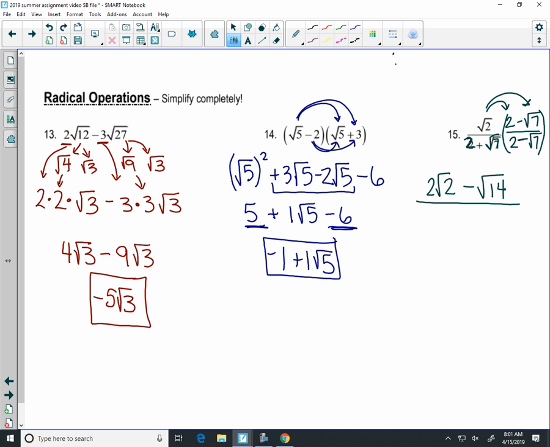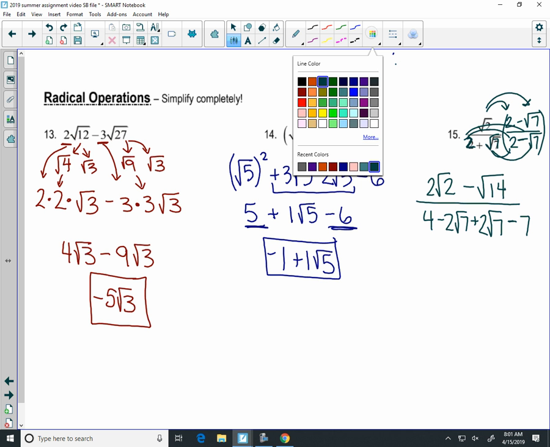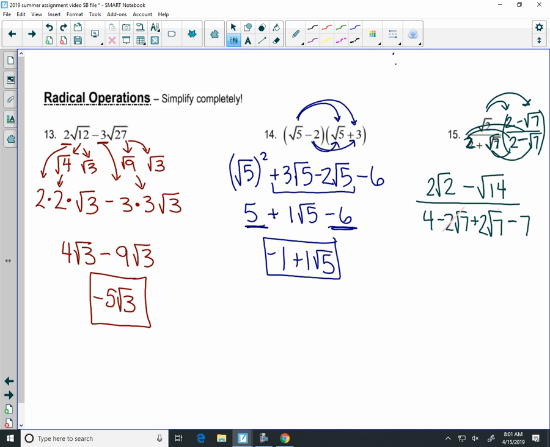Now we're going to FOIL out the bottom. 2 times 2 is 4. 2 times negative square root of 7 is negative 2 square root of 7. Square root of 7 times 2 is positive 2 square root of 7. And then square root of 7 times square root of 7, careful with the sign, positive times a negative is negative. Square root of 7 times square root of 7 is 7. You could write it as square root of 7 squared like you did with the 5 on the last problem if you would like. Hey, our middle terms cancel. We made that happen on purpose because we wanted to get rid of our radicals.